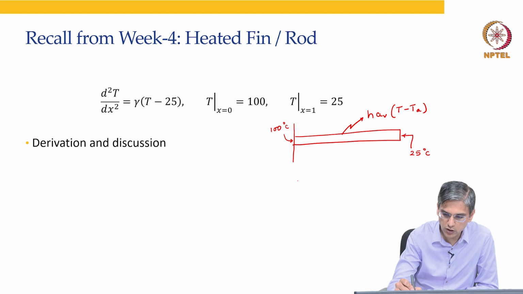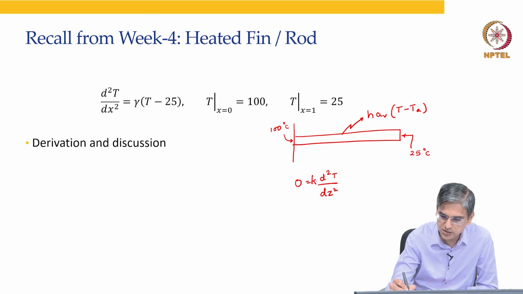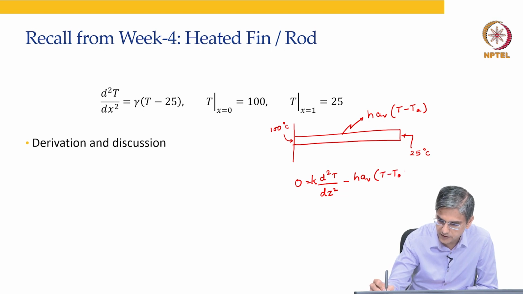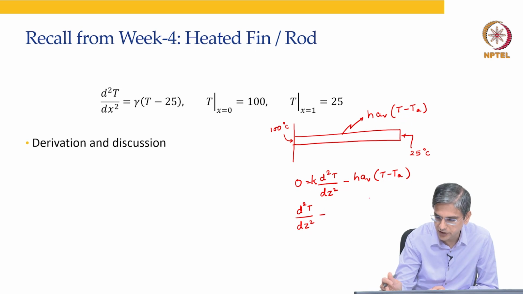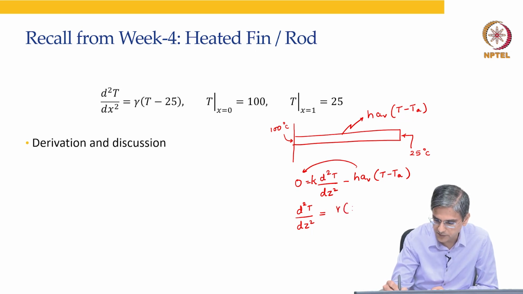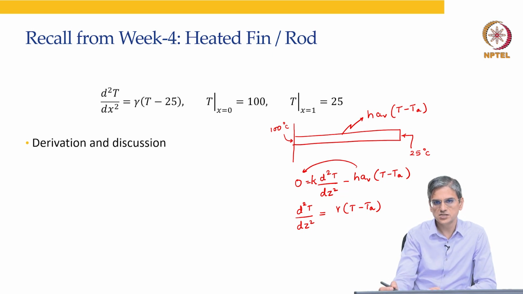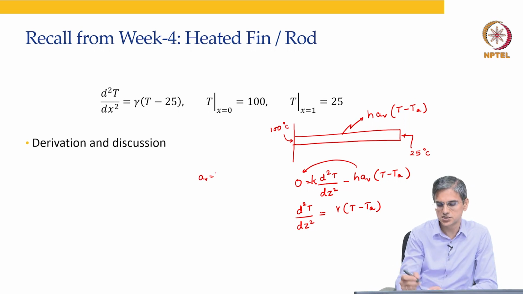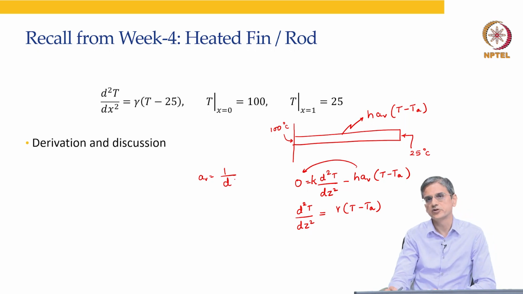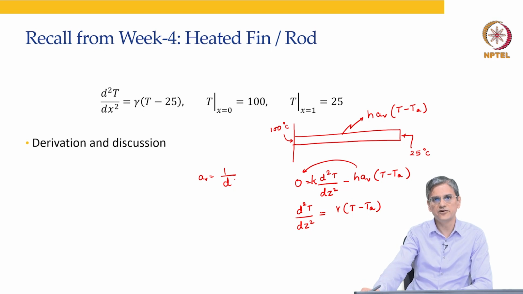So, the overall model for a system like this is given by d square T by dz square multiplied by the thermal conductivity, minus H multiplied by area per unit volume, T minus Ta. We can rearrange this: take this to the other side and divide by k, and we get d square T by dz square equal to gamma multiplied by T minus Ta. So, that is going to be the overall equation for a heated rod or a heated fin. A by V is area per unit volume, and if that is a cylindrical rod, then A by V is 1 by d, where d is the diameter of the rod. So, that is how we have the overall system.